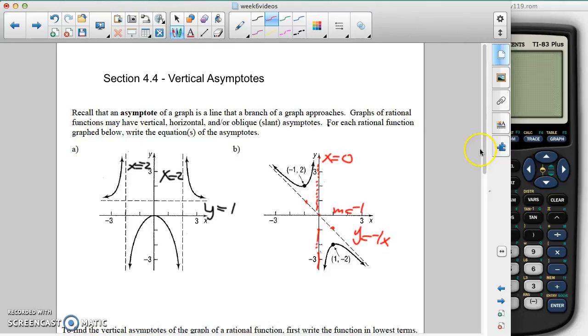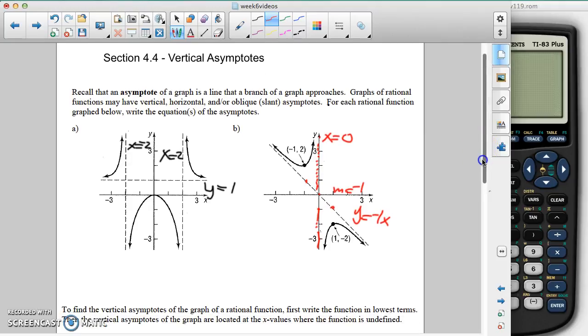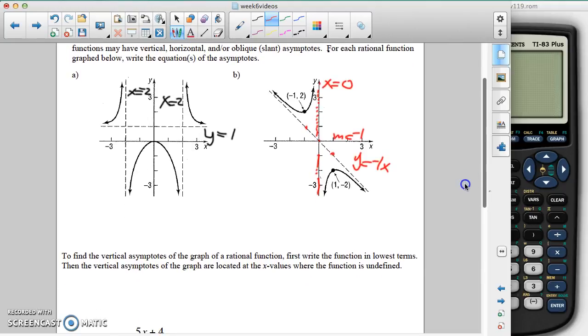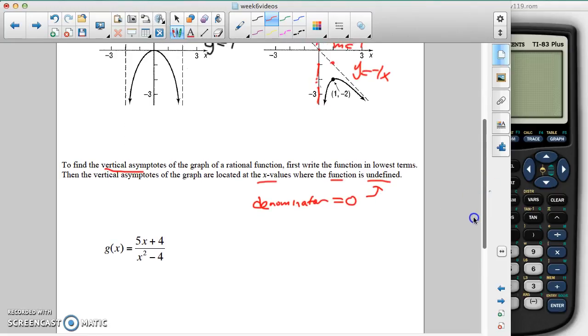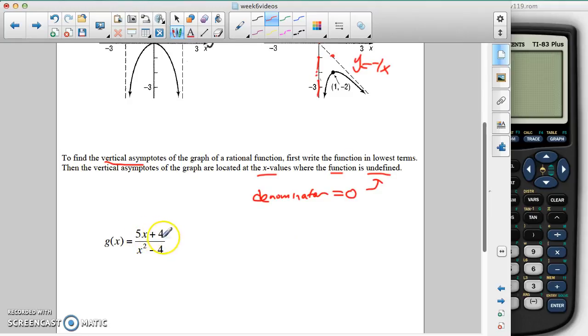So in this video, we're going to look at vertical asymptotes and how we find them from the actual equation. From our actual equation, we find vertical asymptotes when we first write the function in lowest terms, and we have to find out where the x values of the function are undefined. So usually what we're going to be looking at here is when the denominator equals 0, because then that's going to mean that the function's undefined. So we're just looking at mainly our denominator. We're going to look to see if it's been factored and reduced here.